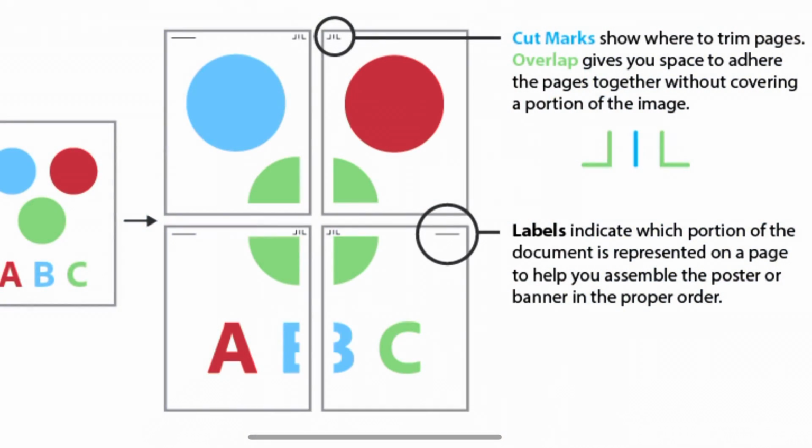Okay, so I found this document on their Help Center site, just basically telling you what each item means. Your cut marks are telling you where to trim your pages, the overlap is telling you how much space in between, and then you have your labels, which tell you the order in which you will assemble your poster. And again, this is optional. I used none of this.